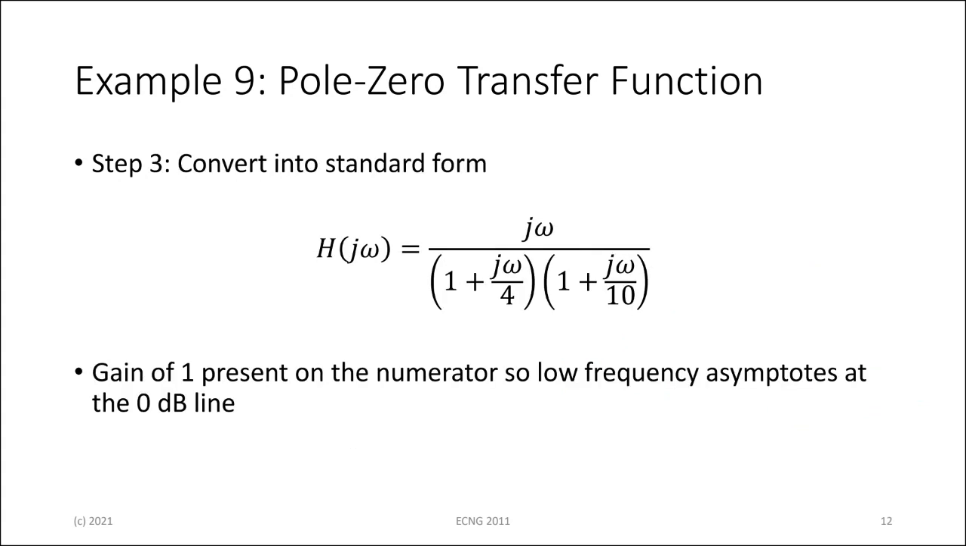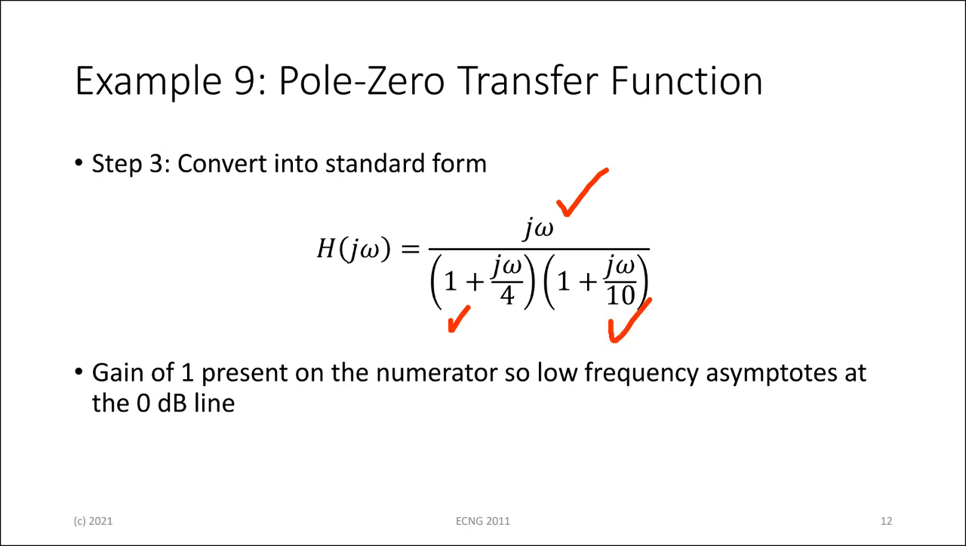Yeah? Make some sense? Right, just do the arithmetic carefully. This is very simple algebra. So we're looking at this thing now, and we have 1 zero and 2 poles. And we start to plot now.